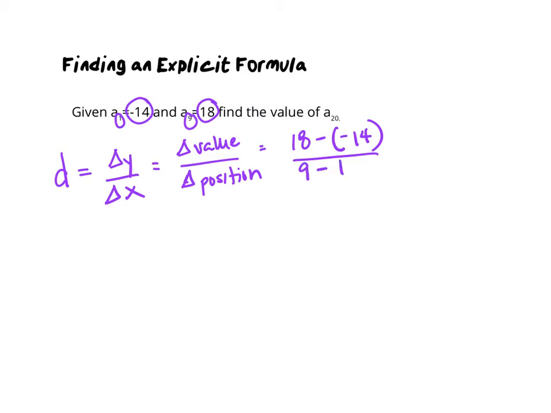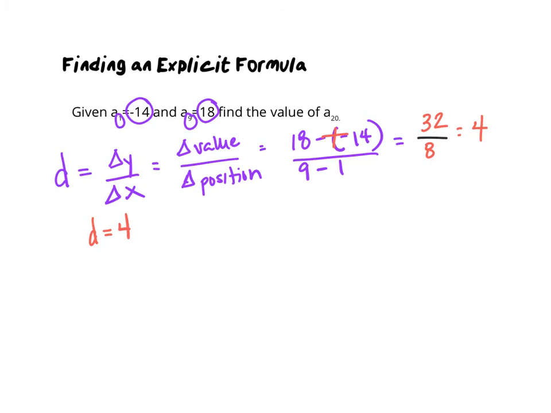And so when we do this, 18 minus a negative 14, remember, two negatives together becomes a positive. So that's 18 plus 14, which is just 32. And that's divided by 9 minus 1, which is just 8. So when we do 32 divided by 8, we get 4. So our common difference, or the change in the value over the change in the position, is equal to 4. So now we know D equals 4.